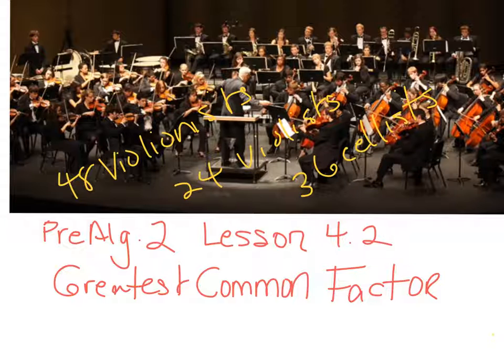Now, he wants to create an ensemble that's going to have an equal number of each instrument in it. So it has the same number of violins, the same number of violas, and the same number of cellos in it. So how would he figure out how many groups and what would be the best way to do that?